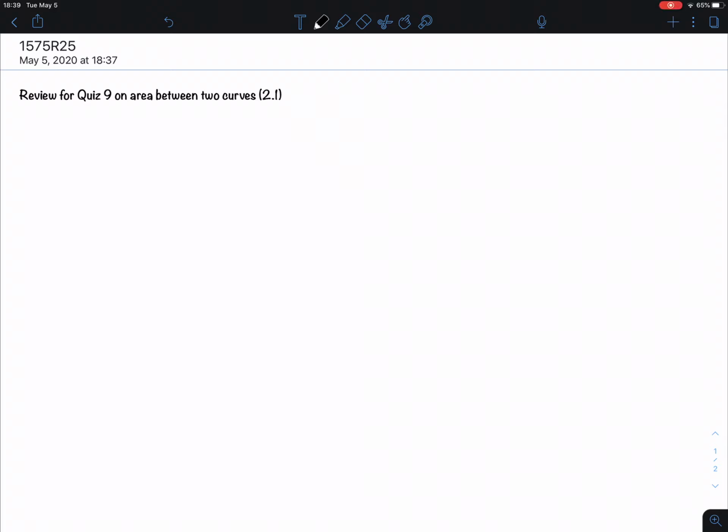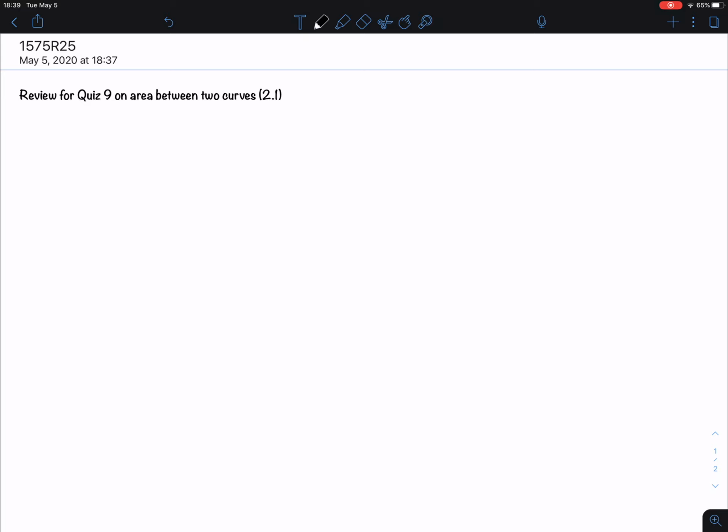Quiz number 9 will be on area between two curves. That is the topic from 2.1. This is quite simple, okay? So please make sure that you get this right. The only thing that you have to do is, well, solving an equation. Let's look at it.